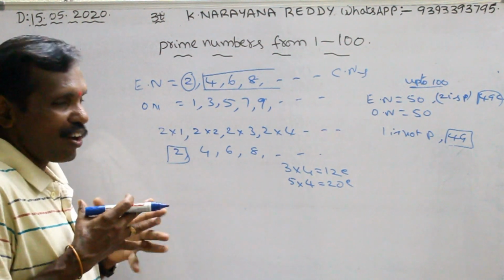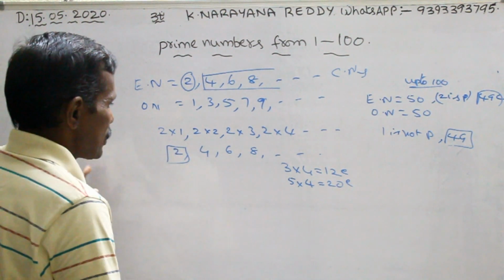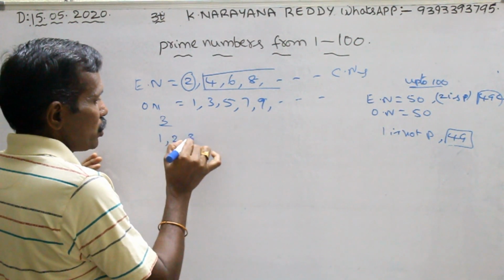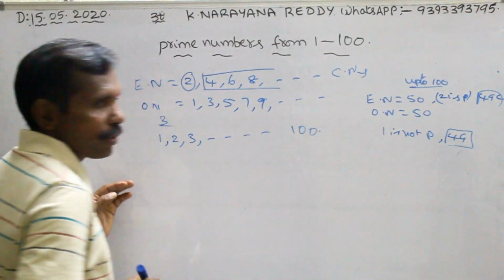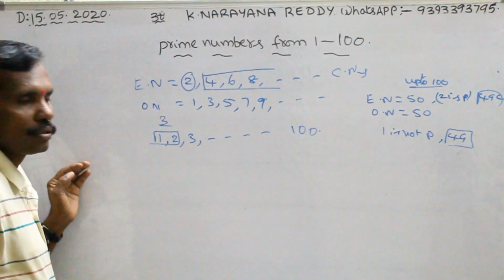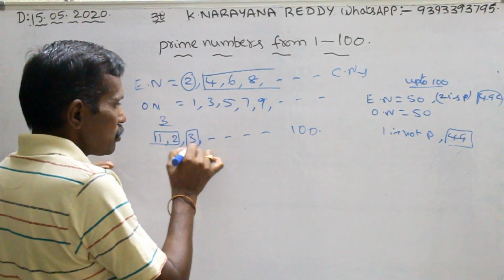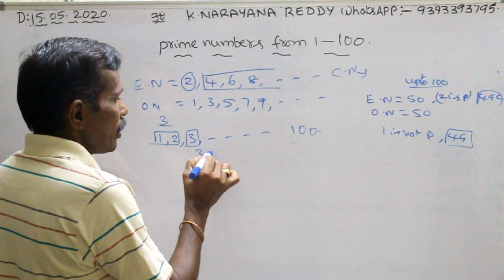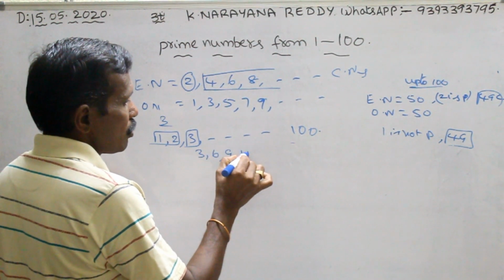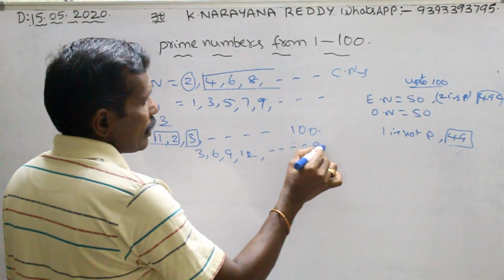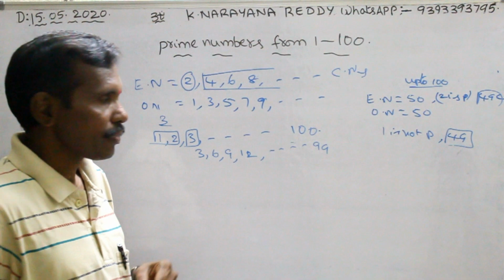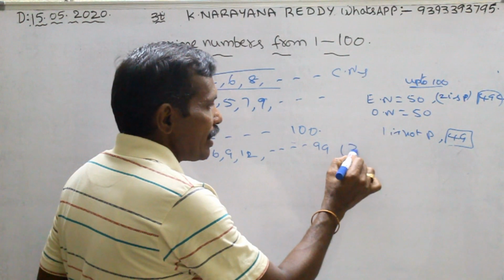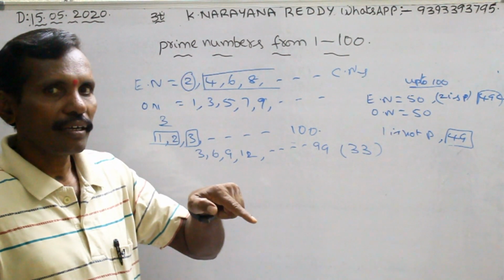How do we find the multiples of 3 from 1 to 100? Let us take 3. How many multiples are there from 1 to 100? 1, 2, 3, up to 100. Now these two, 1 and 2, are not multiples of 3. The starting multiple is 3, 3 by 3 is 1. Now we have 3, 6, 9, 12 up to 99. 100 is not a multiple of 3. So these are multiples of 3. How many are there? Totally there are 33 multiples, because 33 into 3 is 99.